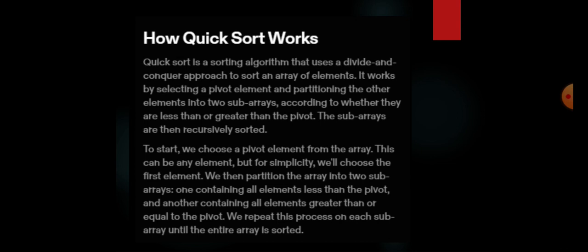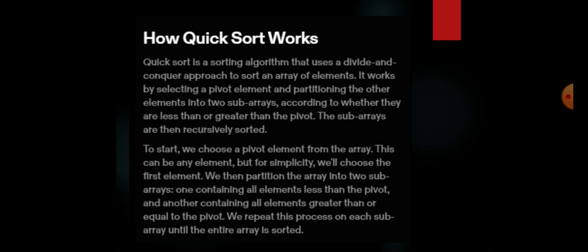It works by selecting a pivot element and partitioning the other elements into two subarrays according to the selection of the pivot. The pivot can be selected in the middle, or the first, or the last, or any other random element can be selected as the pivot. According to the position of that pivot element, the subarrays are divided.